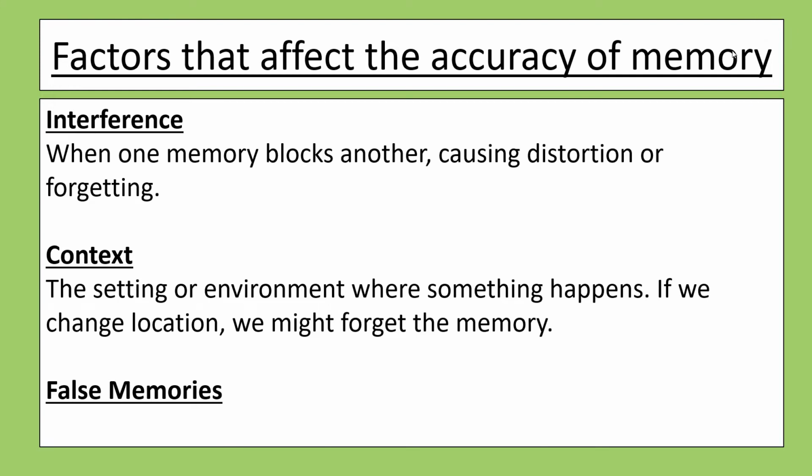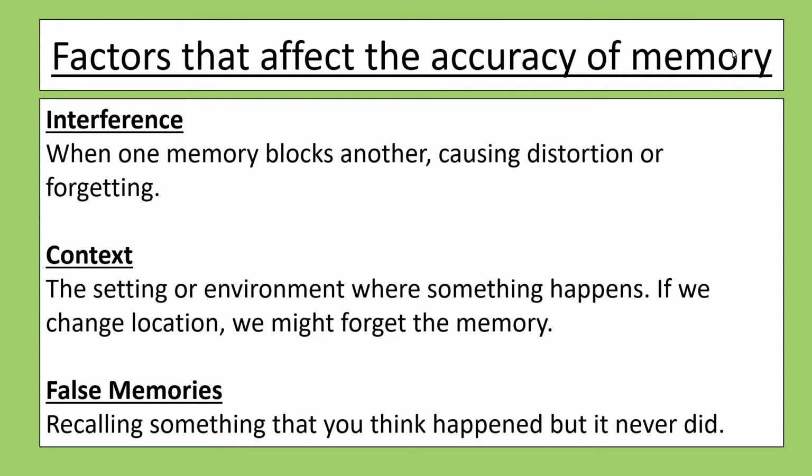And finally, false memories is the third factor that affects the accuracy of our memory. And quite simply, false memories are things that we think happened, but they never actually did. Quite bizarre. We'll have a little look as to why that happens in a moment.